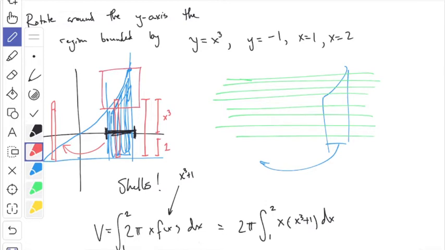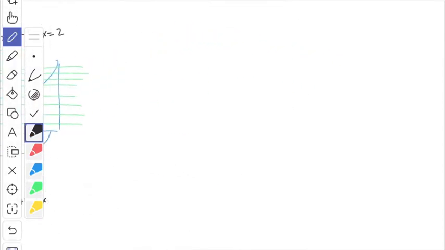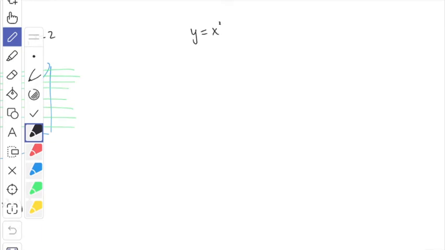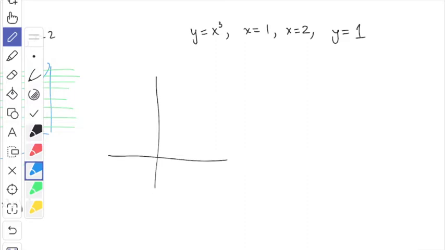So I'm going to do x cubed. Let's do y equal x cubed, x equal 1, x equal 2 like before, and also y equals 1. This will cut the picture off so that it's only this part of it, all right? That part.